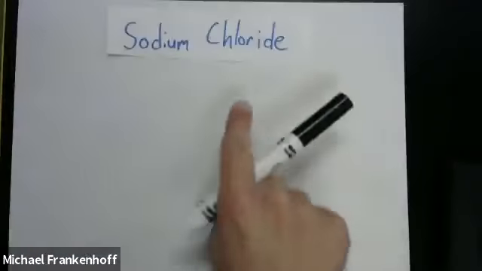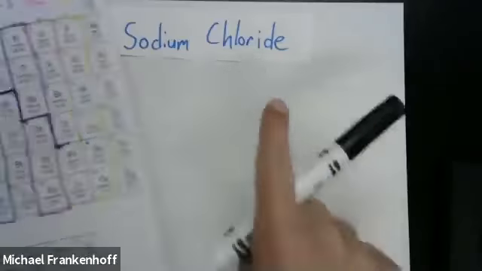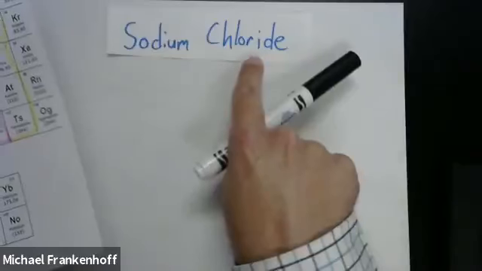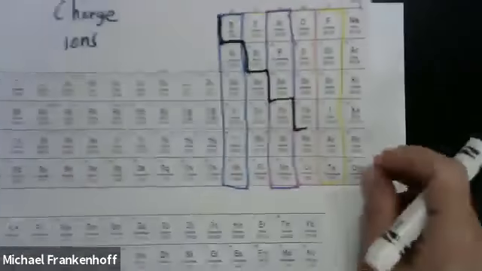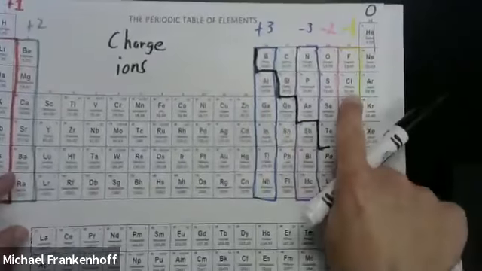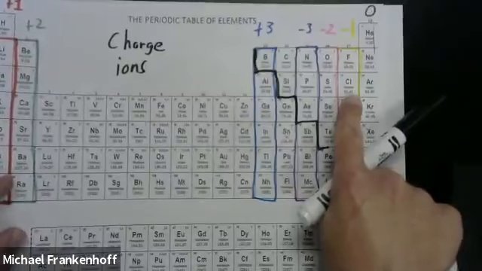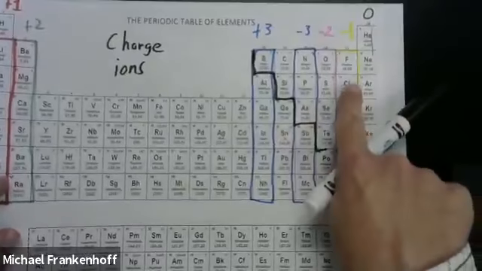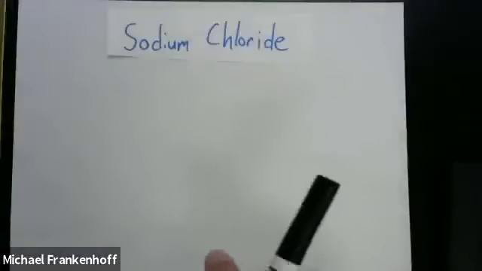And then chloride, you may look on the table and not find chloride anywhere. When we have an ionic compound, we end the second element with "ide." And so chloride is chlorine when it's in an ionic compound. Chlorine's in group 17, which means it gets a charge of -1. And it's right there on the table.